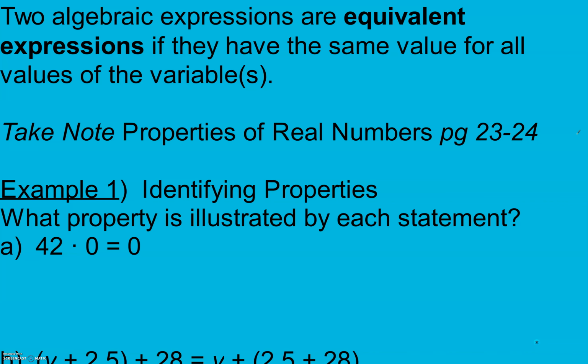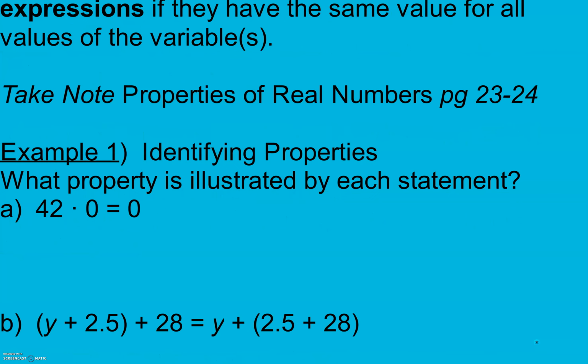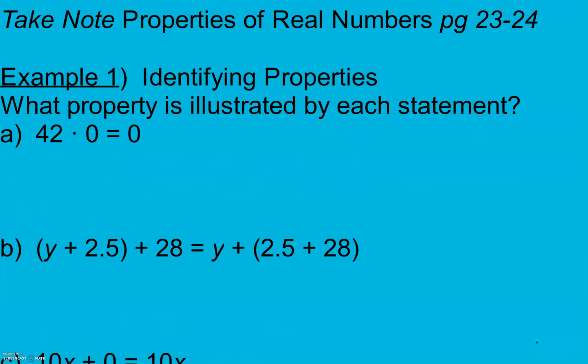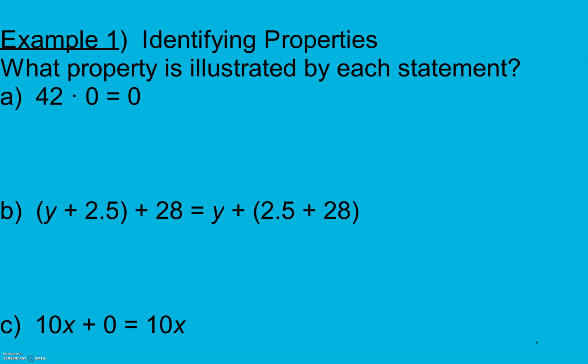So in example 1 here, we're going to be identifying our properties. First thing we're going to do when we check these is check and see, are all of our pieces the same on the left side and the right side? Whether they're factors, things that are being multiplied, or terms, things that are being added, we're going to check and see, are they all the same?